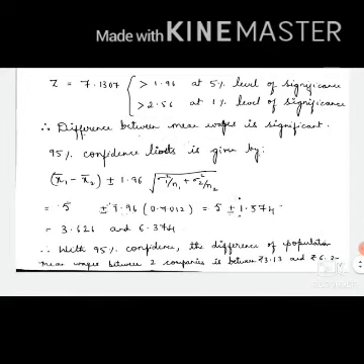Therefore, we see that at 95% confidence, the difference between the population mean wages varies between rupees 3.60 to 6.37. With this, we have covered all the types of examples for testing of hypothesis.